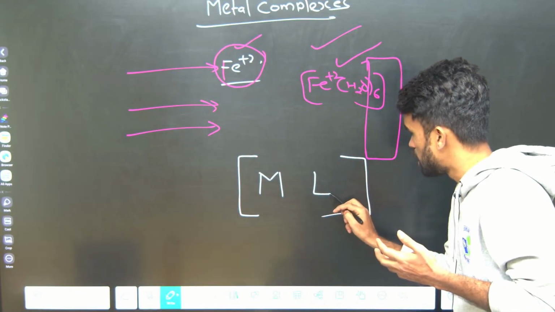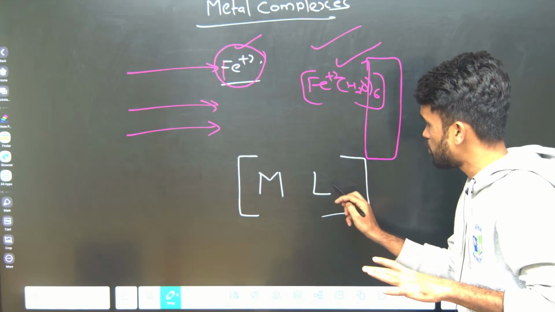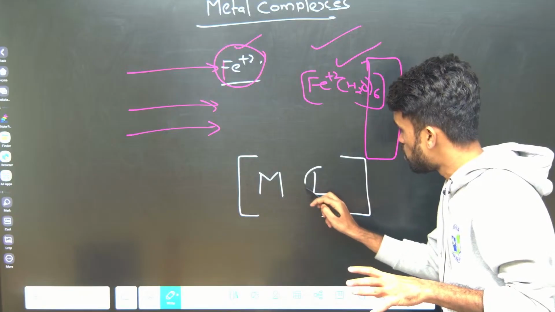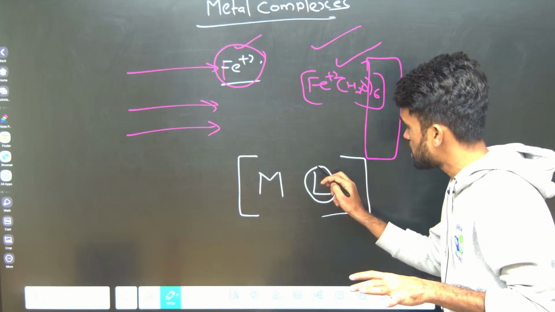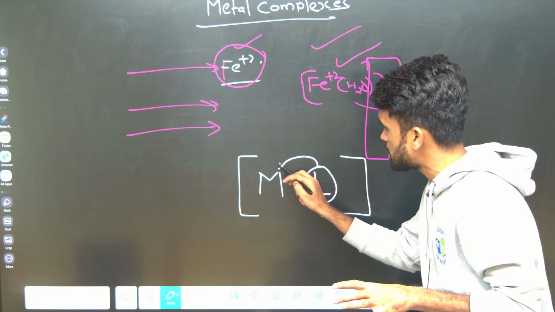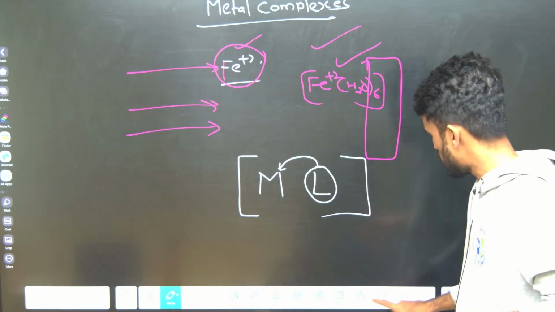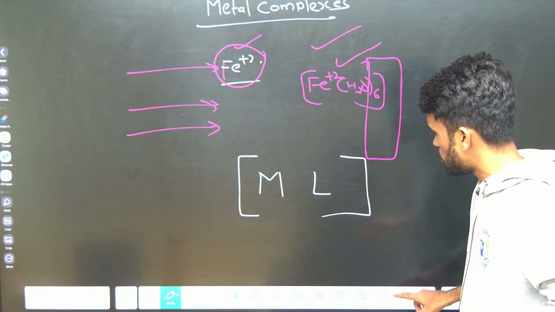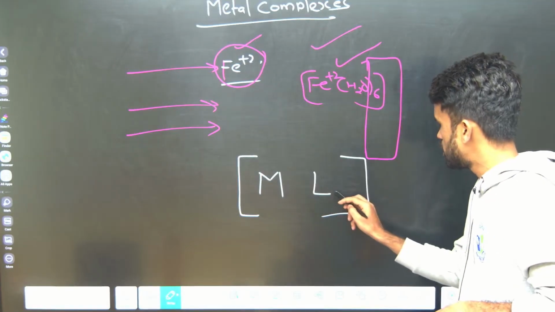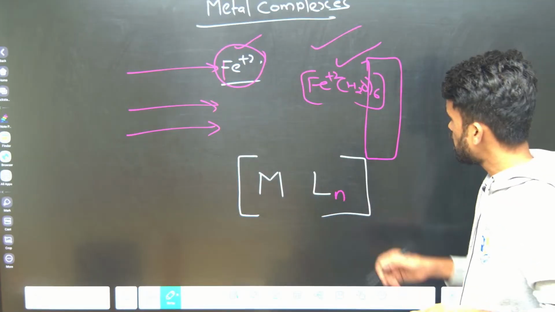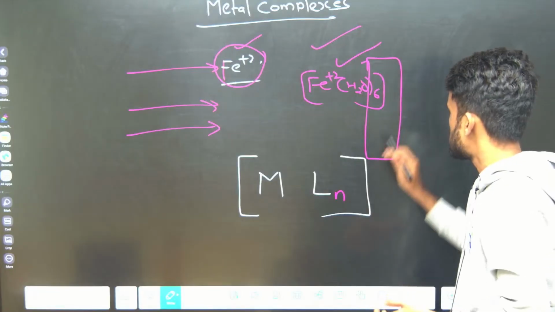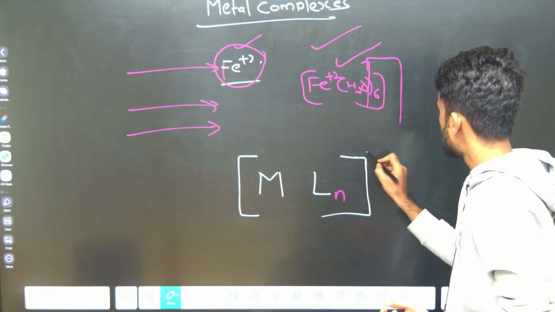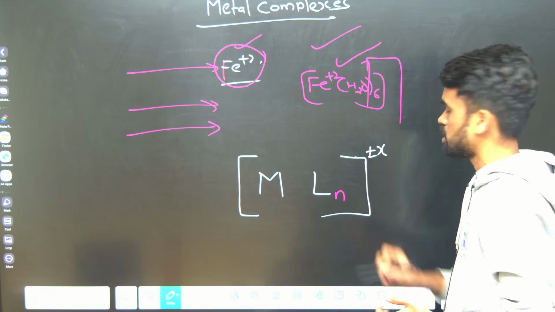There will be some ligands. Okay, what does ligand mean? These are species with more electron density which donate electrons to the central metal atom or ion. So the general construction you can make is ML with n number of these ligands, and it might sometimes have some charge. So I am indicating here some plus or minus x charge.